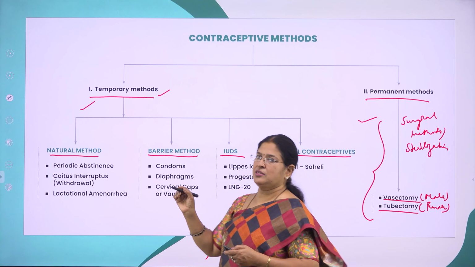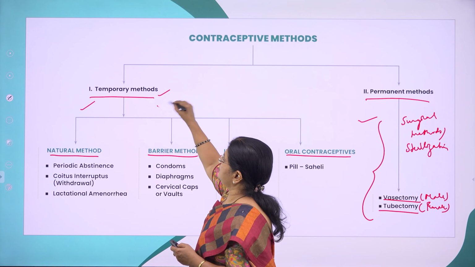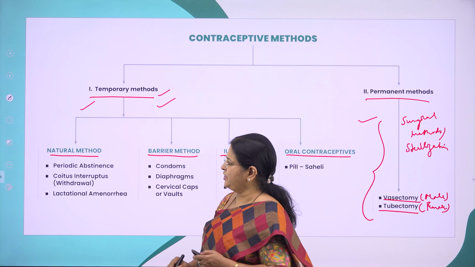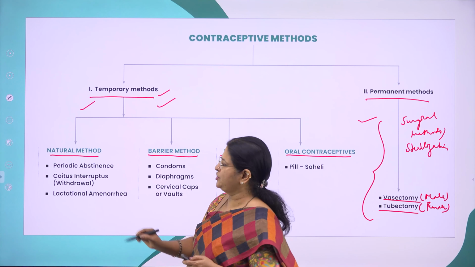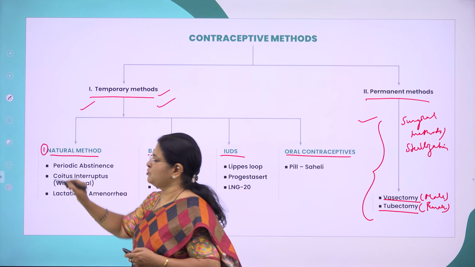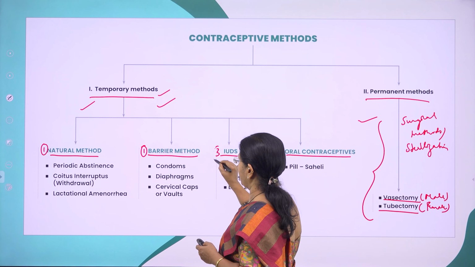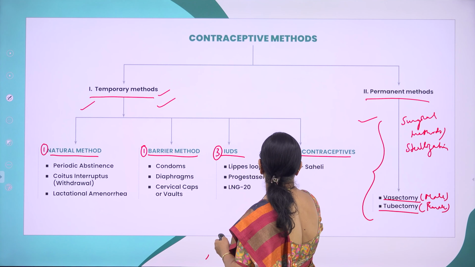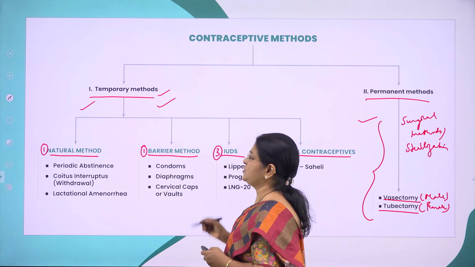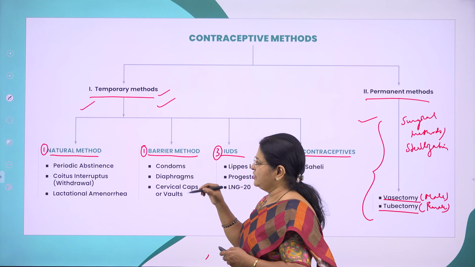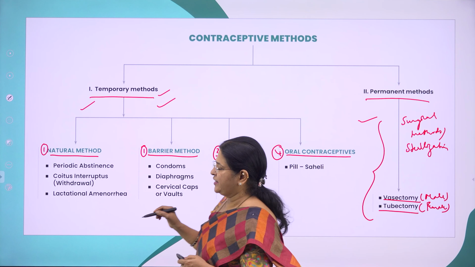Let me deal with the first very important method of contraception, called the temporary method, which is broadly classified into how many types? Four types. What are they? Natural method, barrier method, IUDs, and the fourth one called oral contraceptives, which I am going to deal with one by one in the coming slides, in detail.